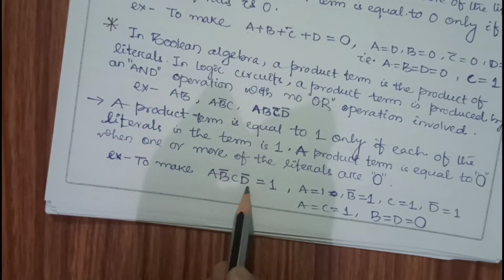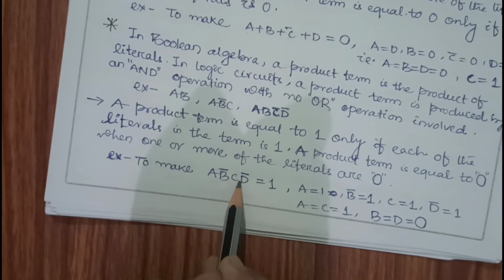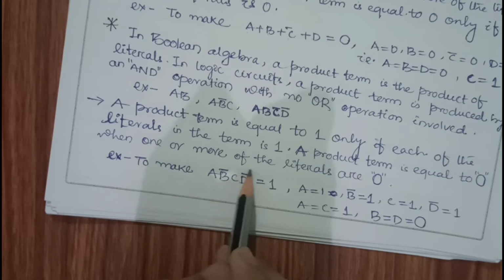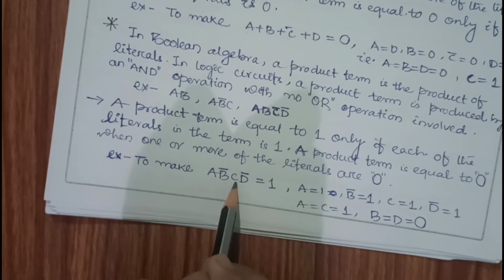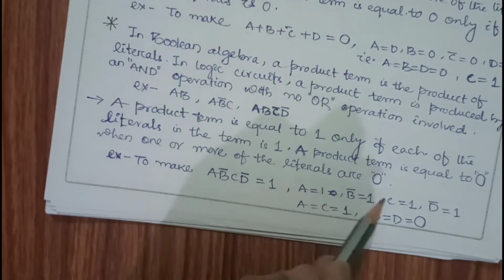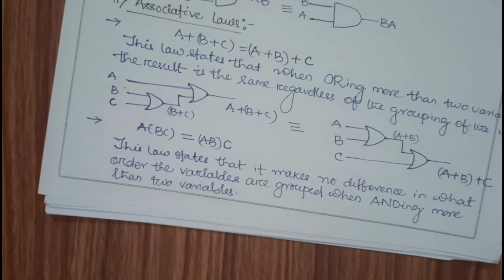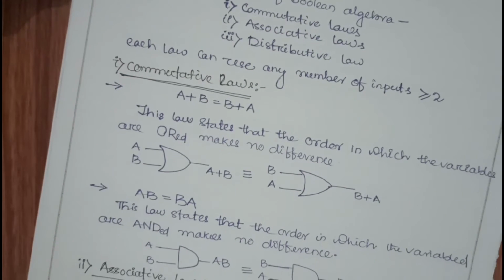Okay, so when this value will become 1, each of the literals should be 1: A should be 1, B bar should be 1, C should be 1, D bar should be 1. It means my A and C should be 1, B and D should be 0. This is the condition that is possible. Then there are some laws, the laws of Boolean expression. There are 3 laws: one is commutative, one is associative, one is distributive.